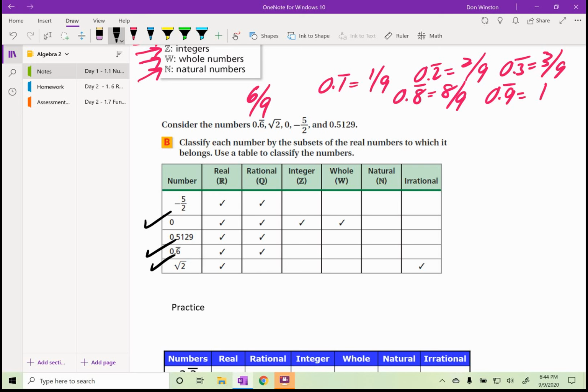What about -5/2? Well, it's definitely a real number. It's a rational number, but it's not an integer. And then what about 0.5129? Okay, it's a decimal, but you can write that as a fraction. It's 5129 over 10,000. All right, so that would be real, and it would be rational. But it certainly isn't an integer, whole number, or natural number.